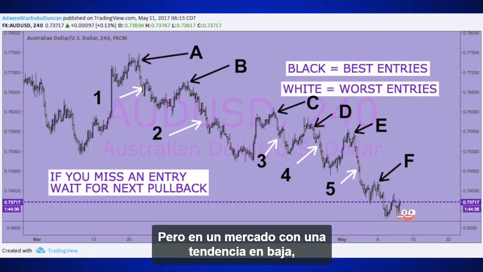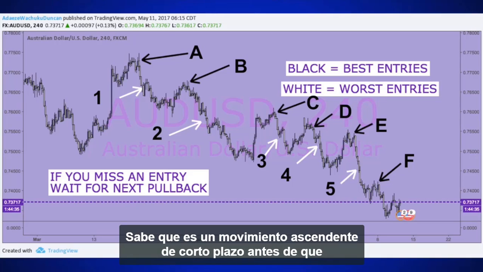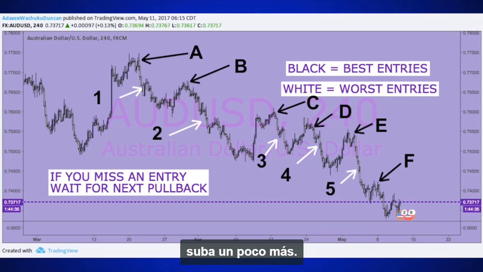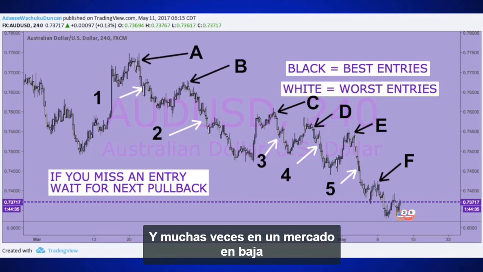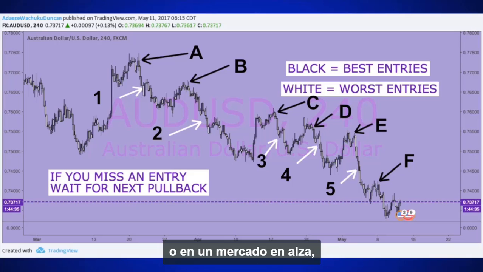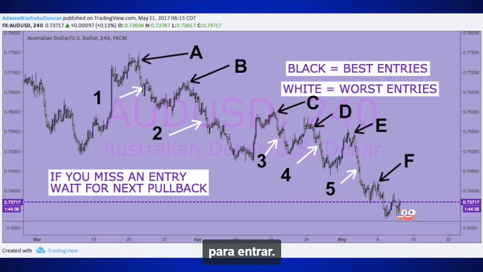But in a market that is trending down, you know that it's heading downwards. So it's okay if it goes up for a little bit, you know, it's just a short-term upward movement before it goes down some more. Pullbacks are the best time to get in. And a lot of times in a downtrending market or an uptrending market, you're going to get plenty of pullback opportunities to jump in. All right.